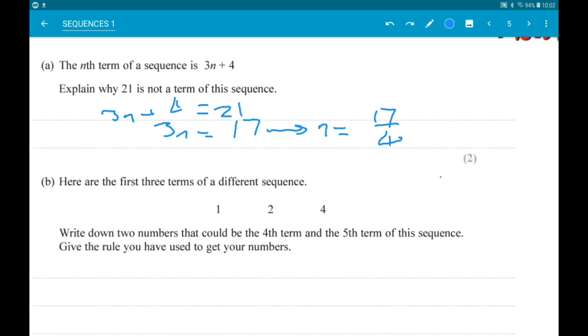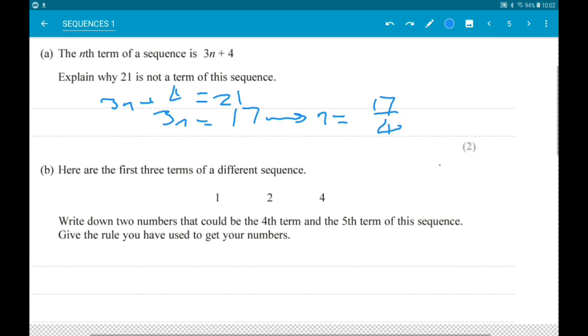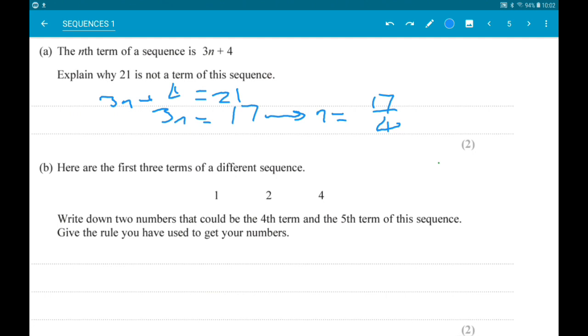Okay, then we're given the first 3 terms of a sequence, 1, 2, 4, and we're asked to give possible values for the 4th and 5th terms, giving the rule we have used. So, there's 2 that I see. The obvious one would be 8 and 16. And then the rule would be to multiply by 2.